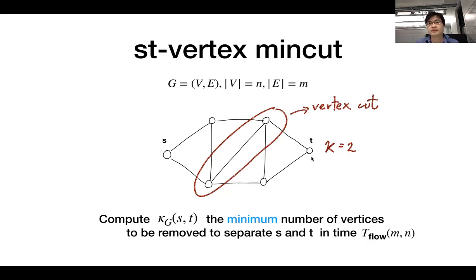It is known that computing kappa(s,t) can be done in max flow time, in time T_flow(m,n) here. And it is also clear that in order to compute the global minimum vertex cut, it is sufficient to compute the s-t vertex min cut for all pairs s,t of nodes in the graph.